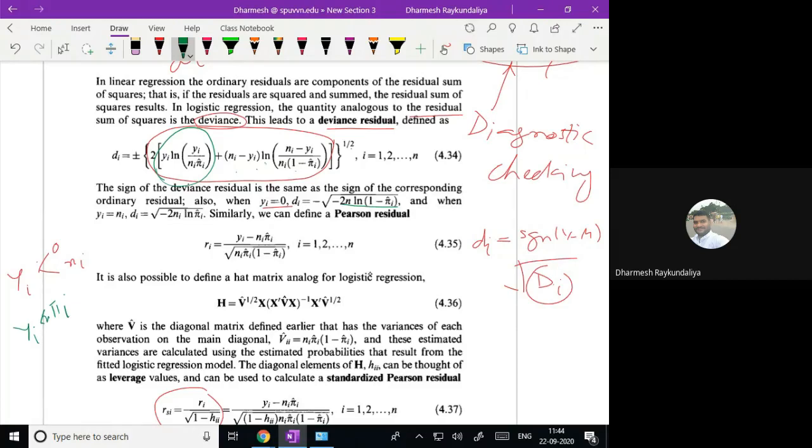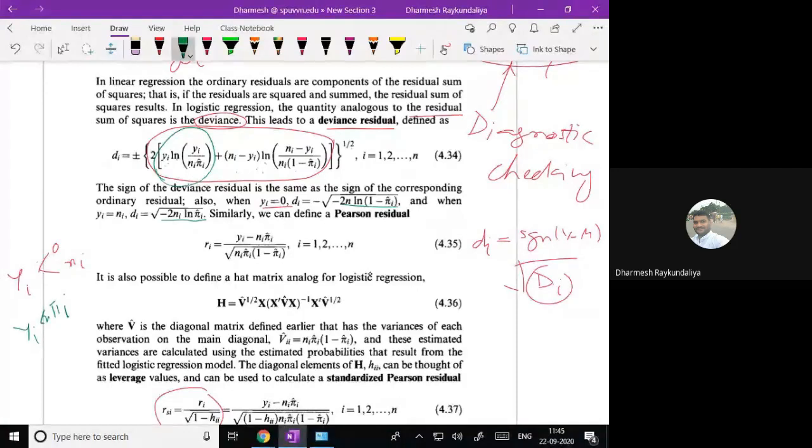But when you substitute y equal to ni, that is greater than the mean, so it becomes positive. And here, when you write ni, this part will be gone. So yi is nothing but your ni. So 2 times ni ln, this ni will be cancelled out, 1 upon pi i, but log of 1 upon pi is nothing but minus log pi i. So it is minus twice log pi i, and this sign is positive. Why? Because ni is greater than the mean.